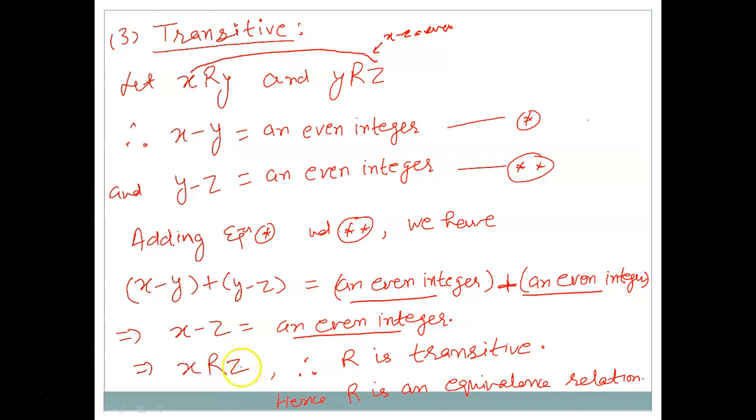So what you have proved here is that we have considered x related to y and y related to z, and finally we have established that x is related to z, as you can see here. So you can say R is transitive. Thus R satisfies all the properties required for a relation to be an equivalence relation, that is the reflexive property, symmetric property, and the transitive property. So we can say that R is an equivalence relation in this case.